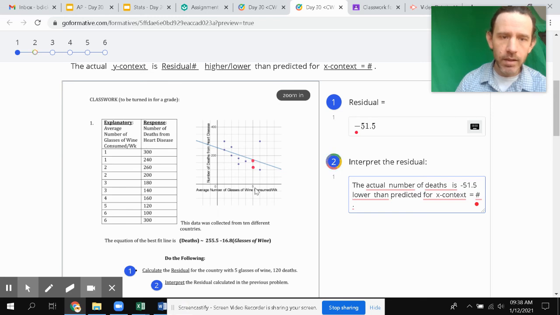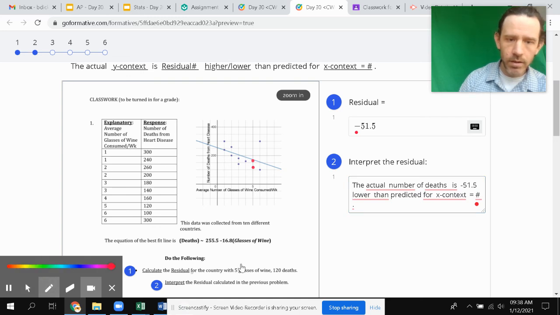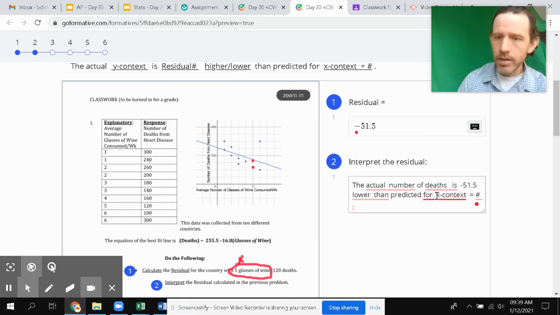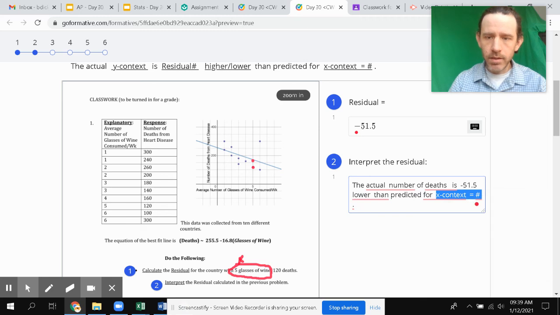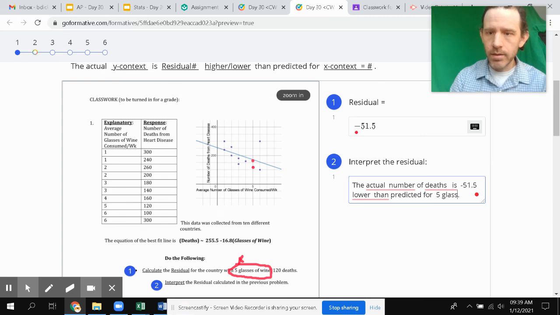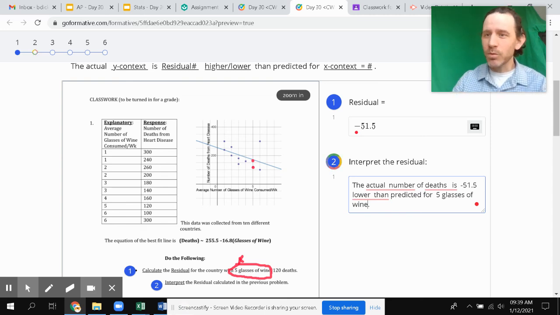And for what value did that happen? That happened at the glasses of wine that was 5. And where am I looking at this? Like, what am I putting in here? That's this here. That's the X context. So I'm going to go back to the sentence and change this last part to say for 5 glasses of wine. You say glasses of wine that equals 5, that's fine. But remember, there's another number symbol here. We're looking at the number that we got it at, the X number and the context.